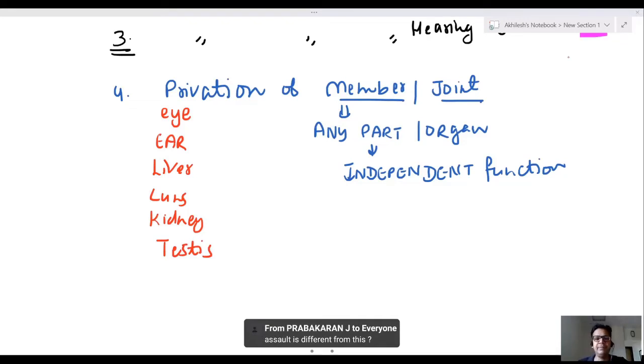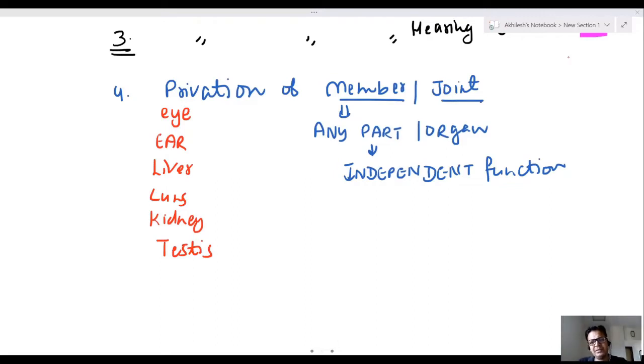So what I want to tell you, my dear friend, is that assault is different from this. Assault is a different criminal attack. Injury and hurt are in the body part. Threatening is not an injury, but threatening is assault. But if by threatening you are mentally harassed, then it becomes an injury. Yes or no, my dear friend? That's the difference. Anyways, any part of the body which has an independent function, if that is lost, sir, this is a grievous hurt.